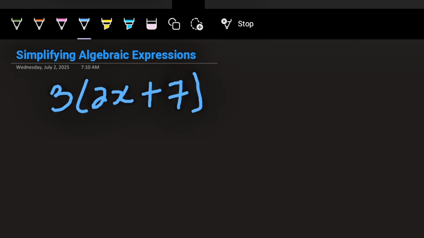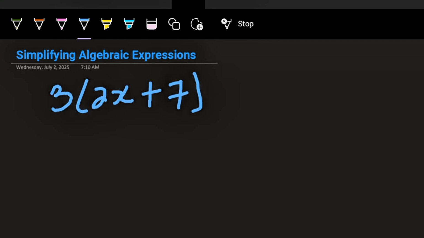Okay, let's try this one. Alright, so we know when we have a question like this, we should approach or look at it as the number on the outside of the bracket should multiply every number inside. Alright, that's how we should approach this question. So let us move on.